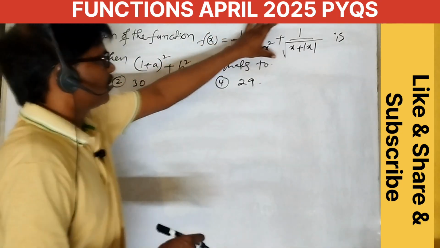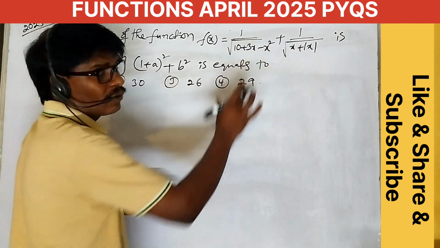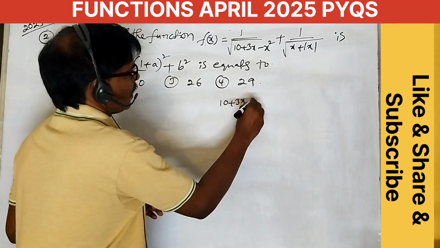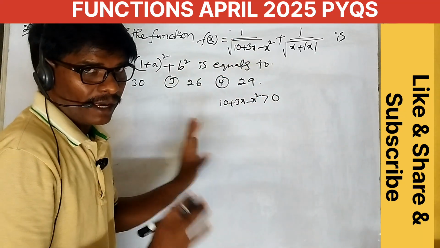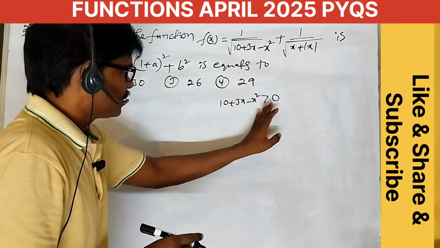What is the given function? This is the given function. This is the root value, and it is in the denominator also. So 10 plus 3x minus x square must be greater than 0, not equal to, because 1 by 0 equals infinity. So this is greater than 0.